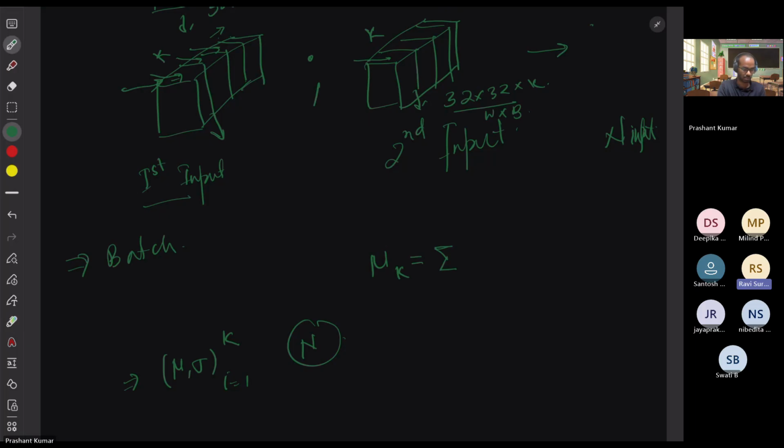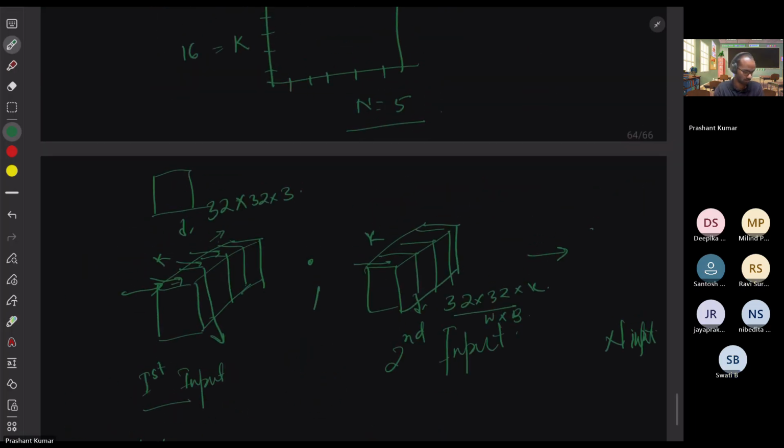Can you clarify how it is 32 into 32 into k? I mean, each time a kernel is applied, you are getting 32 into 32 into 1. Yes, k is the number of kernels, and the image size is 32 cross 32. So if we are extracting k properties from that 32 cross 32 by various filters, then the overall output is 32 cross 32 cross k, correct? Yes, k properties we are extracting from 32 into 32.